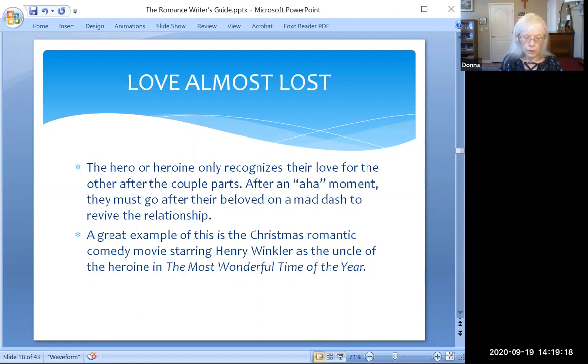And as the plot unfolds, Jennifer and Morgan clash again and again. But on Christmas Day, when Jennifer's engagement to Mr. Perfect falls apart, she realizes with Uncle Ralph's help that Morgan is the right match for her, and she must stop him from boarding a plane and flying out of her life forever. And here's what I want you to think about. The scene at the airport in this movie is priceless. Watch it if you can, it's really great. Okay, next slide.